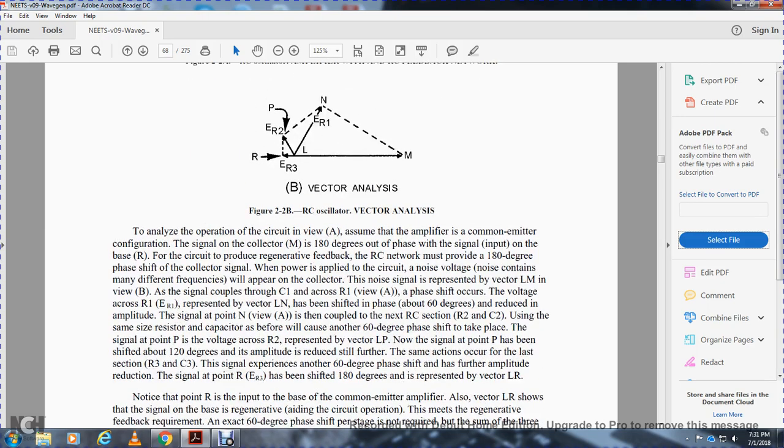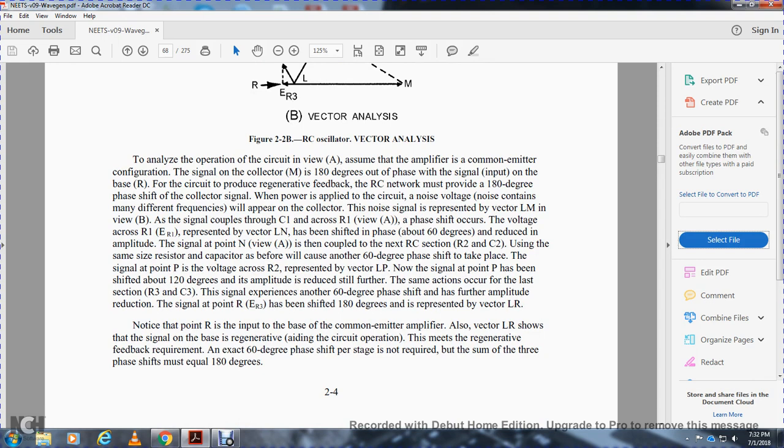To analyze the operation of the circuit in view A, assume the amplifier is in a common emitter configuration. The signal at the collector is 180 degrees out of phase with the signal input at the base. The circuit produces regenerative feedback with the resistor-capacitor network to provide a 180 degree phase shift of the collector signal. When power is applied to the circuit, noise voltage containing many different frequencies will appear on the collector. The noise signal is represented by the vector LM in view B.